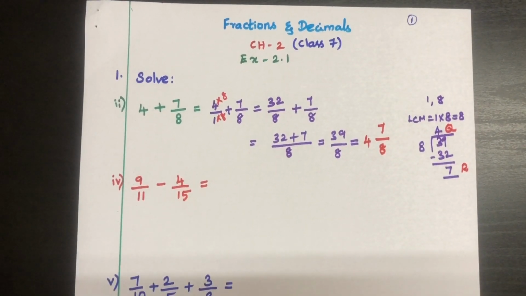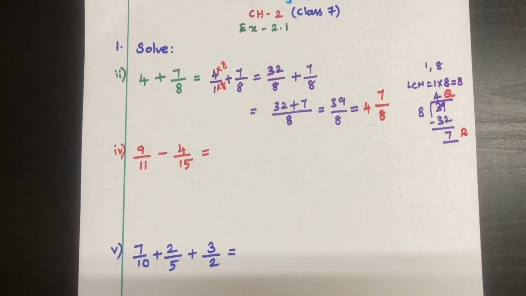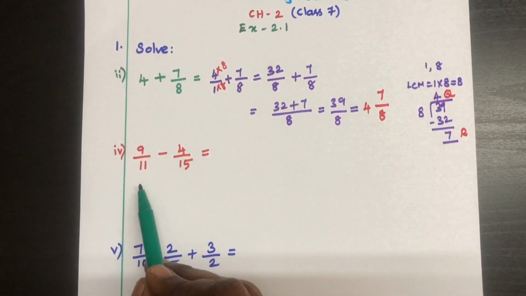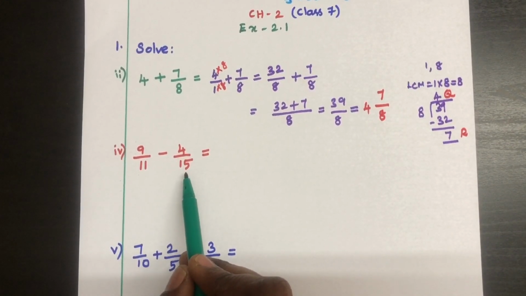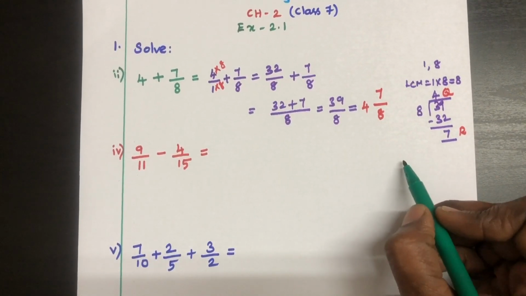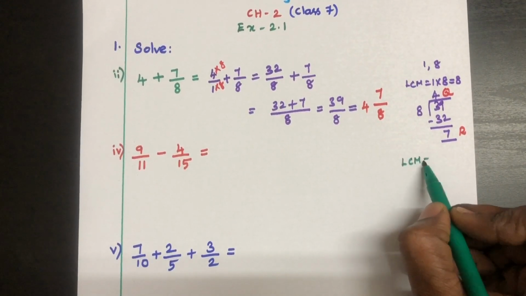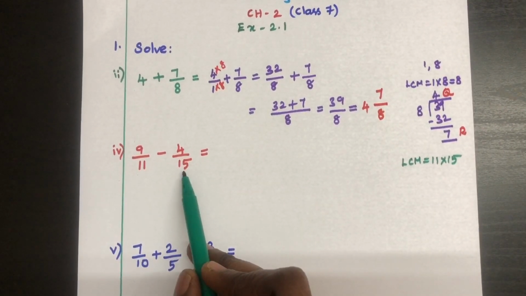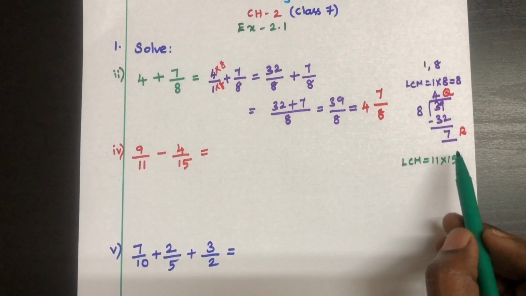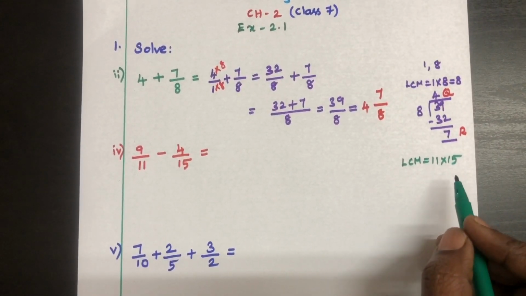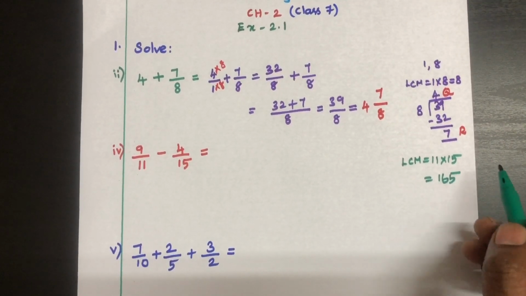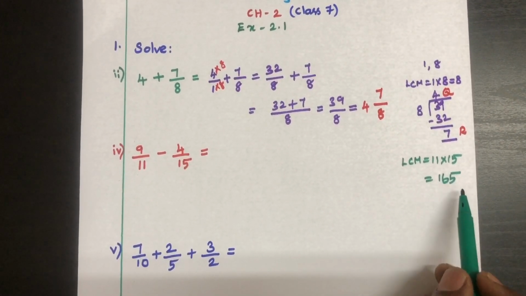Now, the second question. 9 by 11 minus 4 by 15. How to do this? Here also it is not equal, no? 11 is different, 15 is different. So, we want to make it the same number. For that we need to find the LCM. LCM is equal to 11 into 15 only, because there is no common factor between 11 and 15. So, it is the multiplication of both the numbers. 11 into 15 gives us 165. So, 165 is our LCM now.